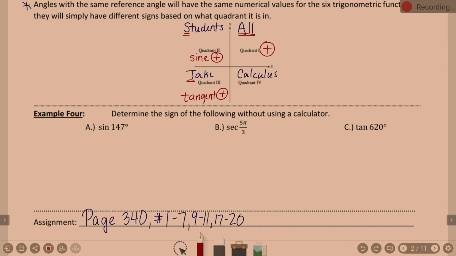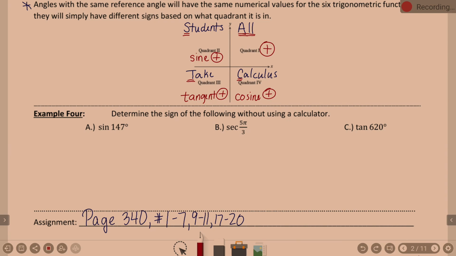And lastly, calculus starts with C. What main trig function are we talking about? Cosine. So in quadrant 4, cosine is positive, along with its reciprocal of secant.